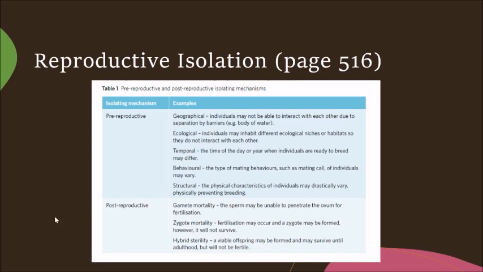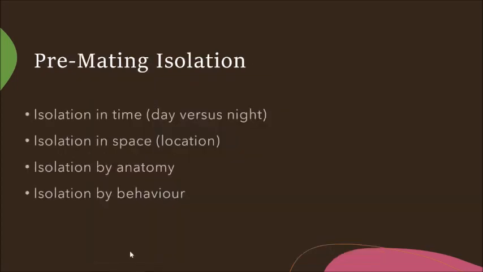Gamete mortality, so sperm may not be able to penetrate the egg, so fertilization can't occur. Fertilization might occur, but then the zygote dies, so it won't survive. Or as in the case of the tiger and the lion mating, the hybrid is actually sterile. Same with a horse and a donkey, which produces a mule. Viable offspring, but they're infertile. So that's after reproduction has happened, but it's reproductive isolation. It can't be continued. Those genetics do not continue on down the line, and therefore it's post-reproductive isolation.